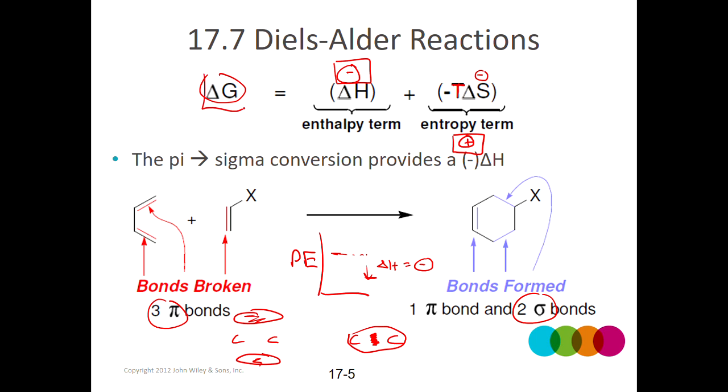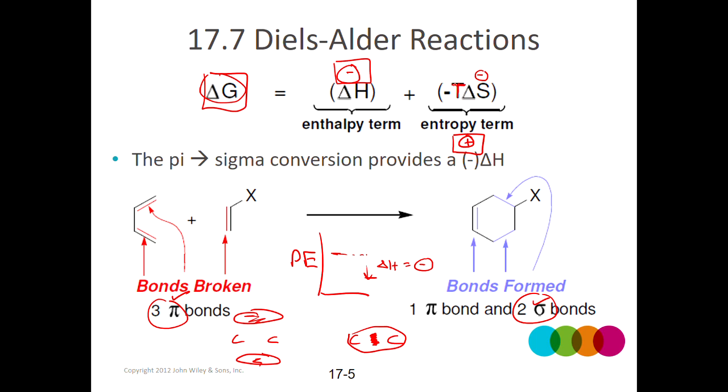The sign for delta G is going to depend on which of those values is larger. If the negative value is larger than the positive, when I add them, I'll get a negative delta G. That's what happens most of the time, because the difference between 2 pi bonds and 2 sigma bonds is pretty significant. This is a pretty large negative term. Most of the time, the T delta S term is not going to be big enough to cancel that out and make delta G positive overall.